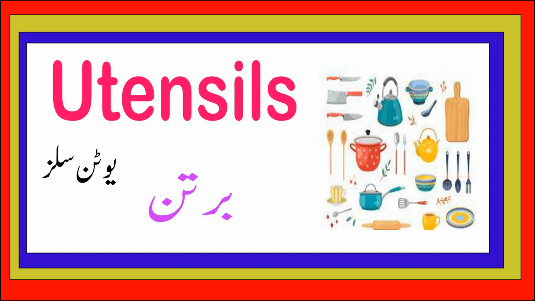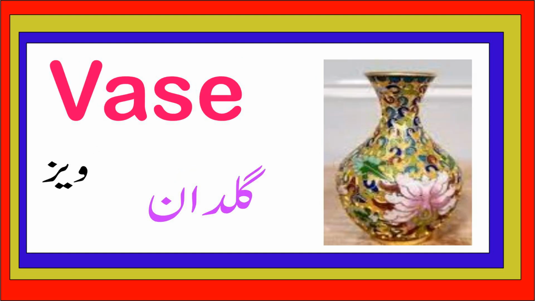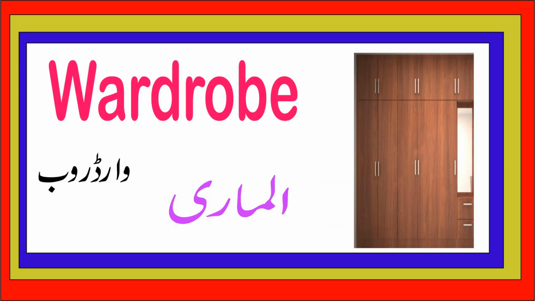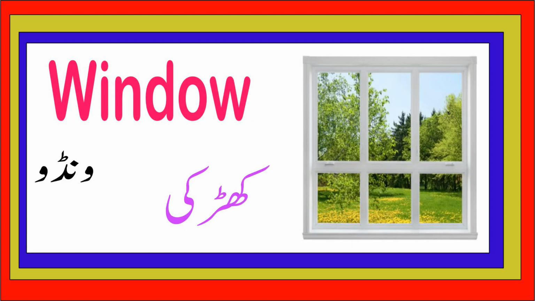Utensils. These are utensils. Vase. This is a vase. Wardrobe. This is a wardrobe. Window. This is a window.